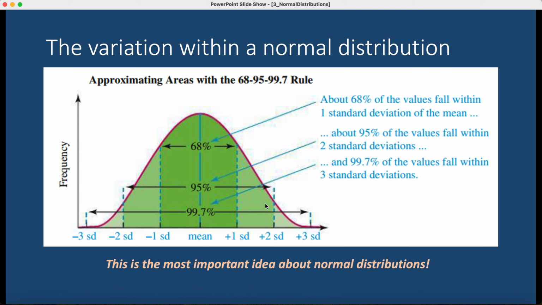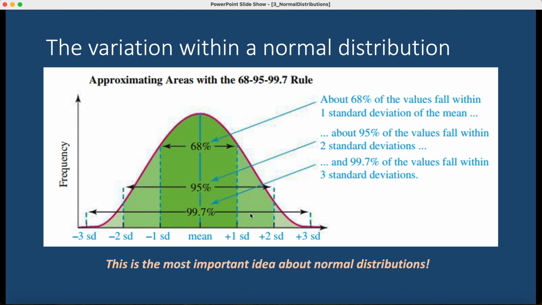If data is normally distributed, 68% of the data will fall within one standard deviation of the mean value. So that means if you take the mean value and you add one standard deviation or subtract one standard deviation, that will give you two endpoints. 68% of the data should fall in between those two endpoints. And then the same thing goes for 95%, that's a two standard deviation range. 99.7%, that's a three standard deviation range.